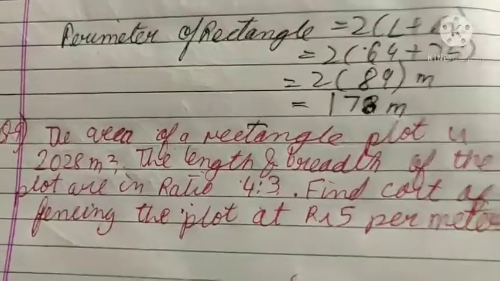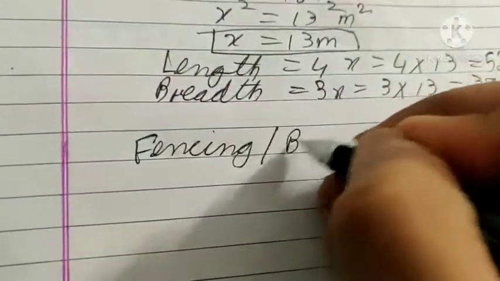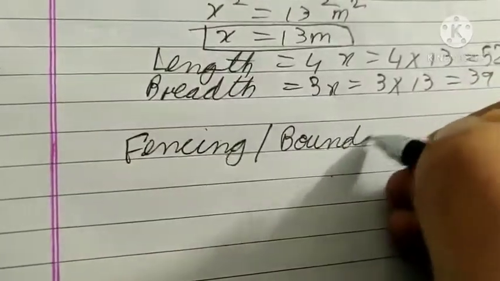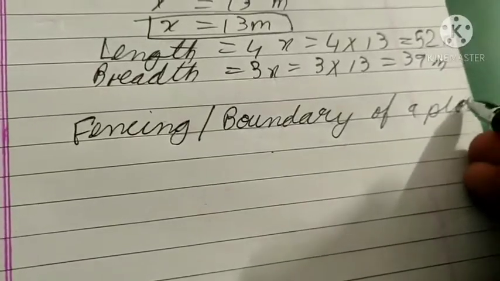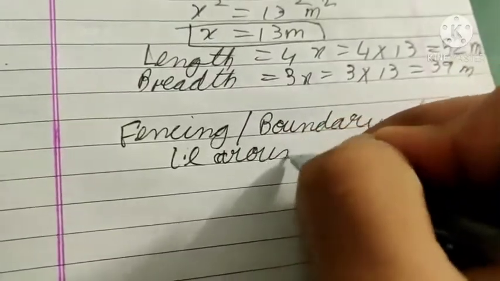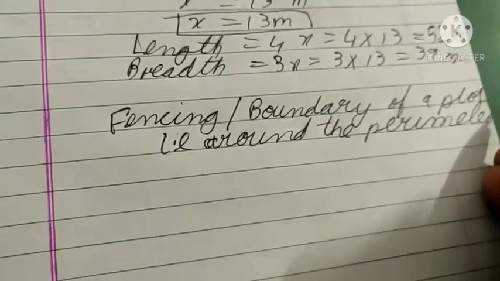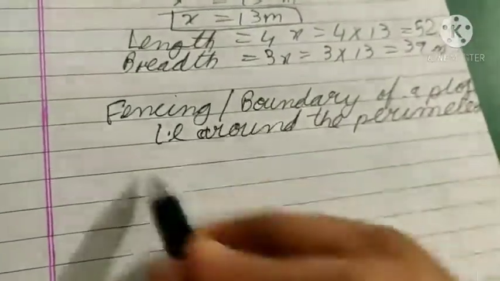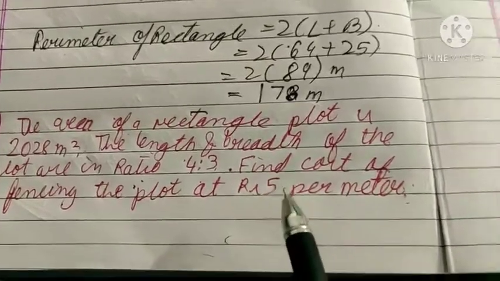Find the cost of fencing. Fencing means drawing the boundary of a plot, that is around the perimeter. Boundary is drawn around the perimeter, means around its surface. So we have to find the cost of fencing at the rate of rupees 5 per meter.